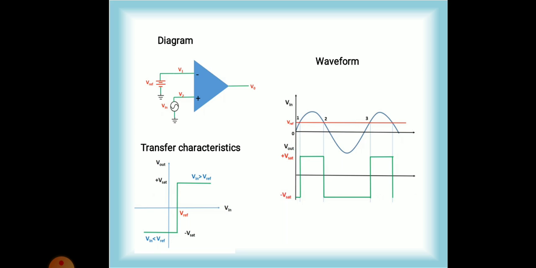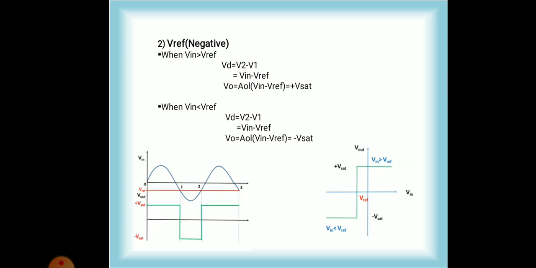Now see the transfer characteristics. Here Vreference is positive. Vout is taken along the y-axis and Vin is along the x-axis. When Vin is greater than Vreference, the output voltage Vout will be plus V saturation. When Vin is less than Vreference, the output voltage Vout will be minus V saturation, which is shown in the graph of transfer characteristics. Now let's consider Vreference as negative. Let Vreference be minus 2 volts.